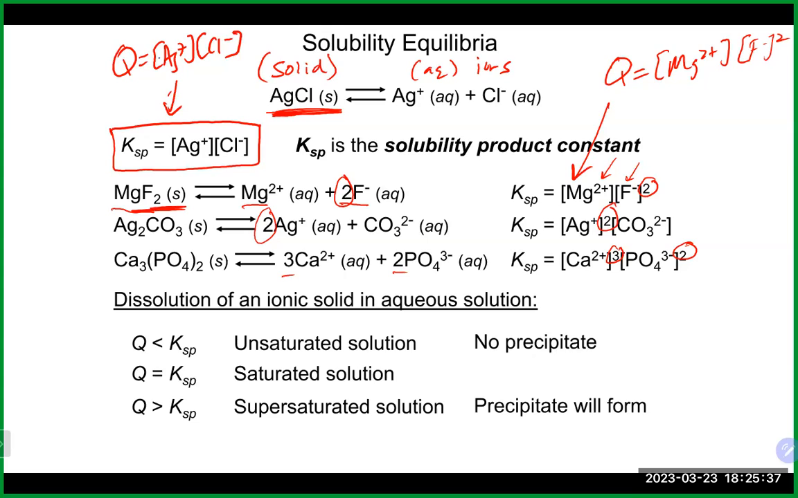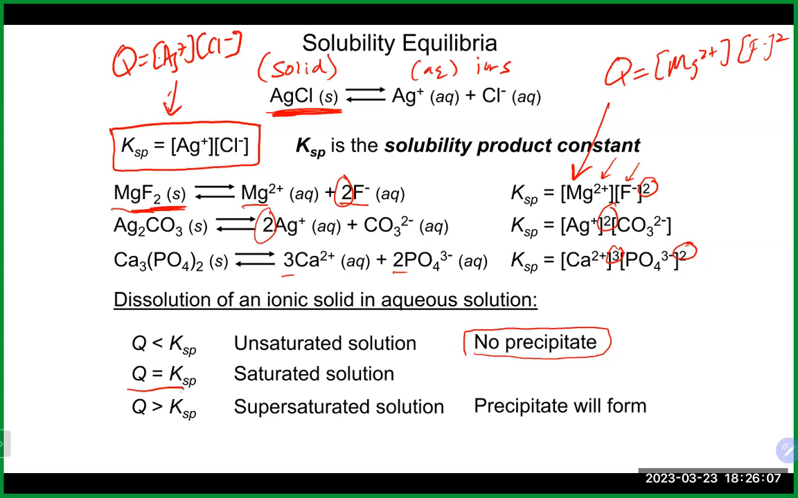And we could use Q and compare it to the KSP value to help us decide whether or not a precipitate will form. If you calculate Q and it's less than the KSP, you have what is known as an unsaturated solution. Unsaturated solution means you have not hit the maximum amount of solute that will dissolve, which means the solute will continue to dissolve. And you would expect no precipitate to form. So if you compare Q to the KSP and it's less than, no precipitate.